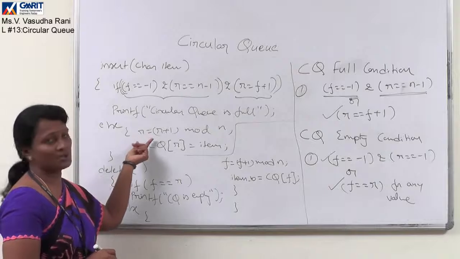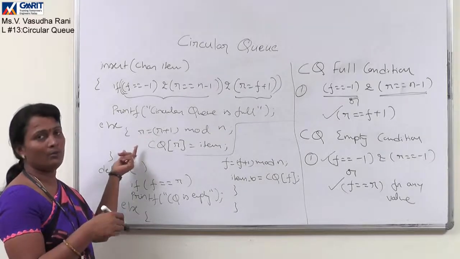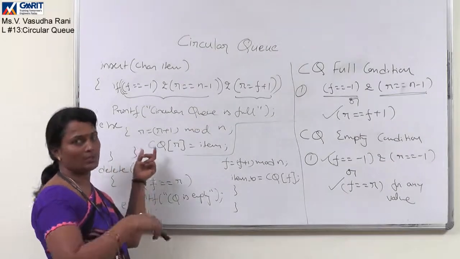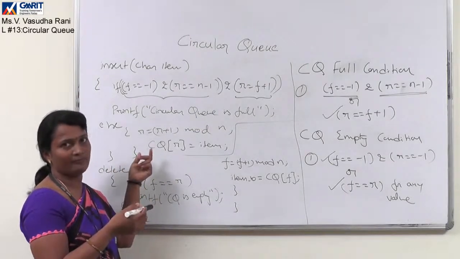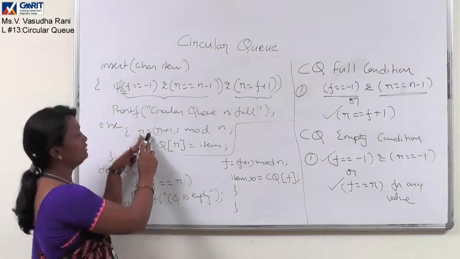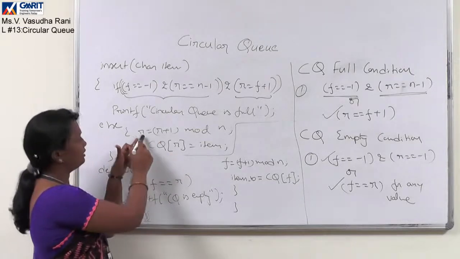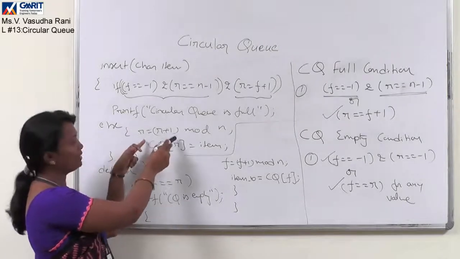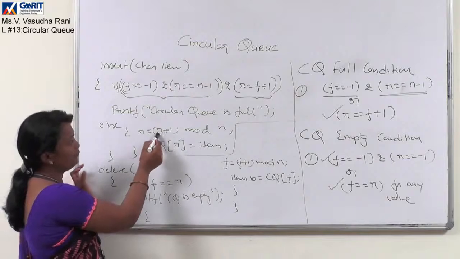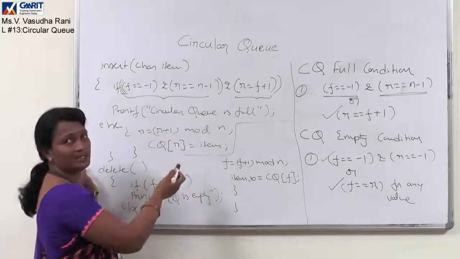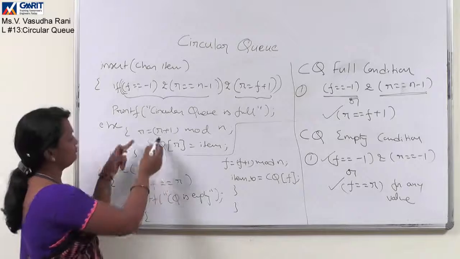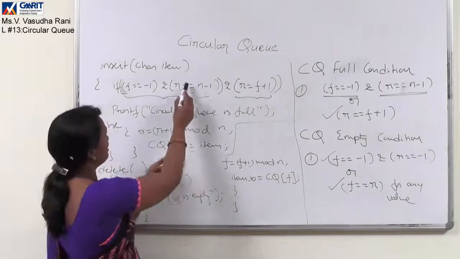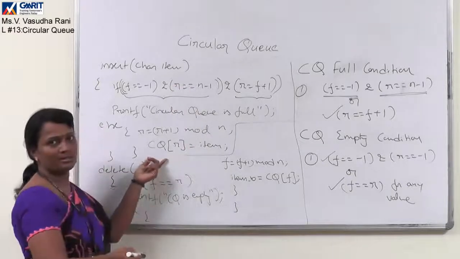In order to perform the insertion, the current R value always indicates one location in the circular queue which is having some data. We already know that. So first we have to increment R value. If the R initial value is -1, we have to increment it to get 0. So it is -1 plus 1, it is 0. 0 mod n is 0 itself. So into CQ of 0, the first item, whatever item we took, can be inserted.